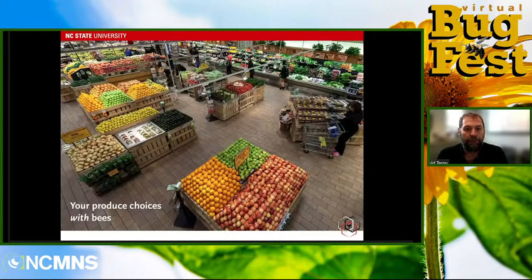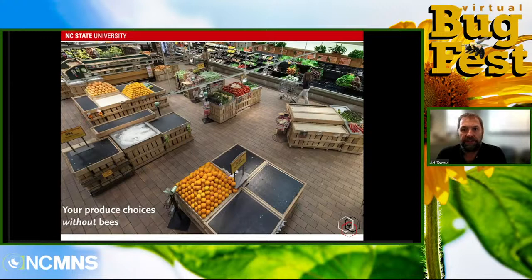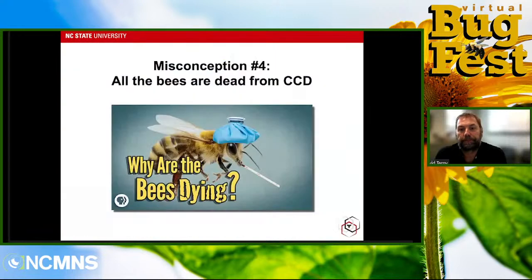A similar visual is the produce aisle at Whole Foods, with bees and without bees. As you can see, most of the fruits, vegetables, and nuts, the healthy things that we consume in our diet, rely on bees very heavily. And so bees are really important, not just for honey, but for pollination.